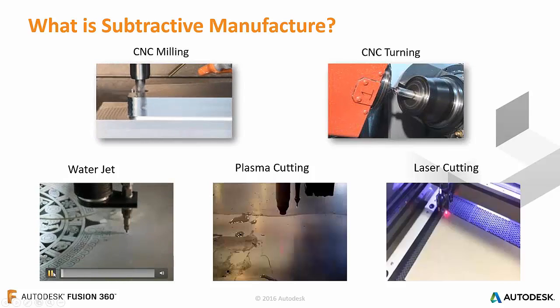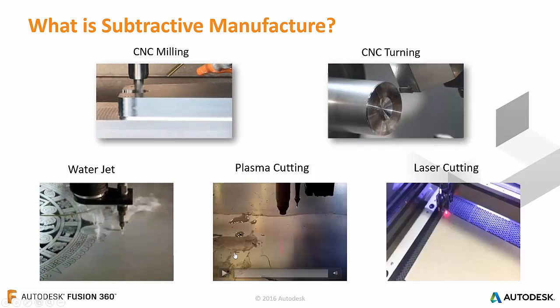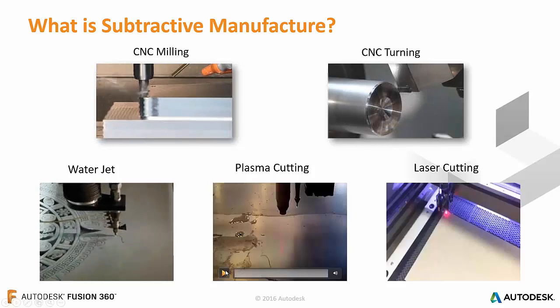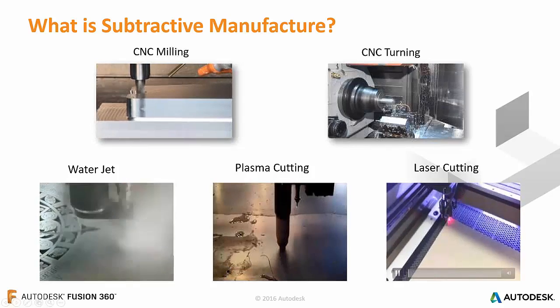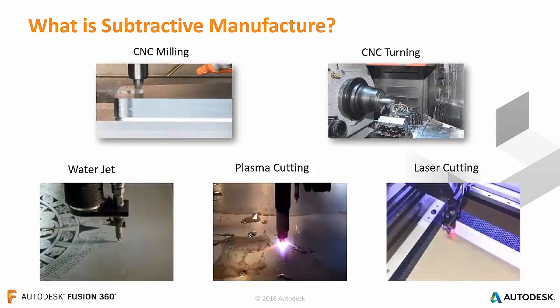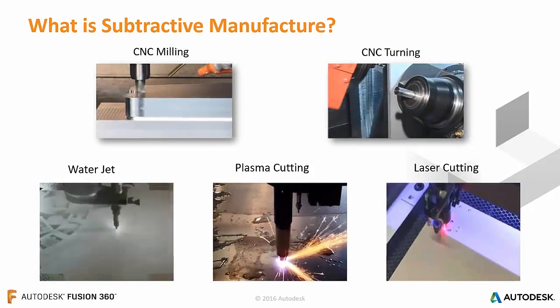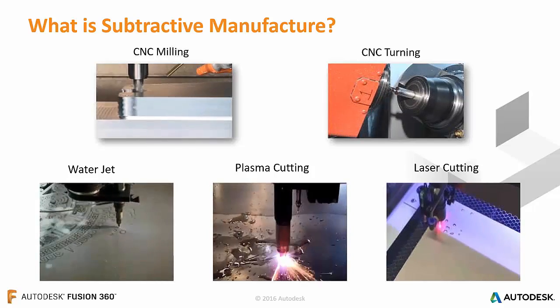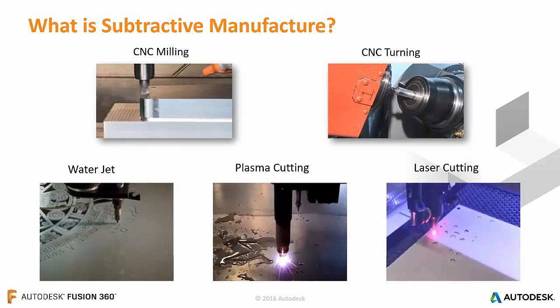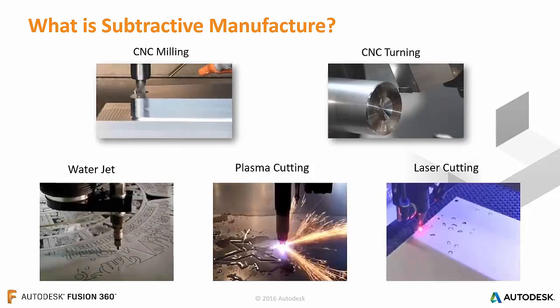Again, you can see we've got water jet capabilities, and the last two are very much similar: plasma cutting and laser cutting capabilities. So again, I suppose they're probably the main subtractive manufacturing methods that are currently in place today, and these are what we can address with the products going forward.